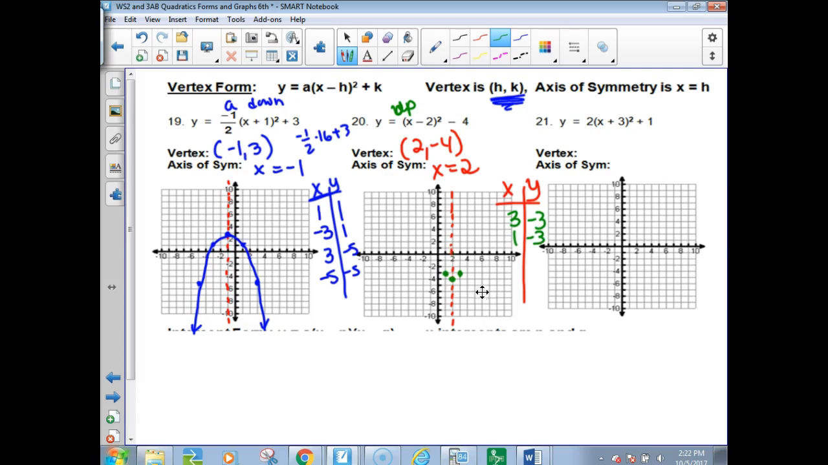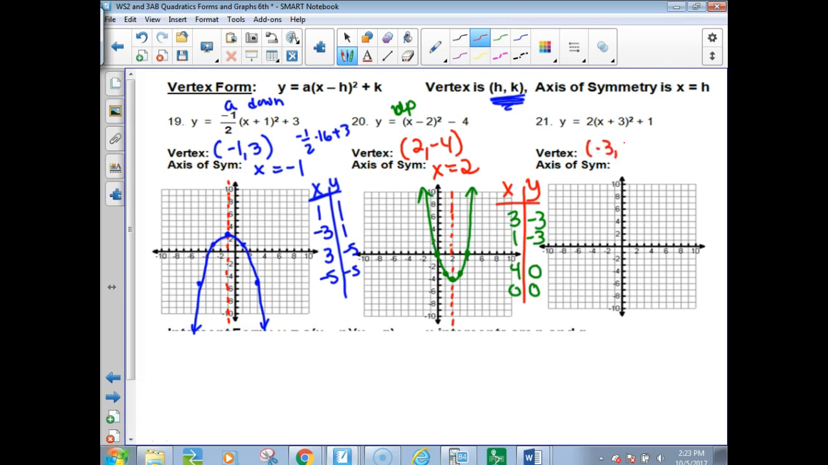I'm going to pop one more number back in there. I'm going to put in 4. 4 minus 2 is 2. 2 squared. Oh, that's nice. It's 4. 4 minus 4 is 0. So then the matching point on the other side would be at 0, 0. So we found the y-intercept. Just make sure these look like curves, not V's. Okay. So, I'm ready to go for the next one.